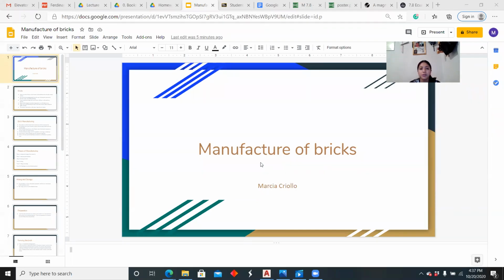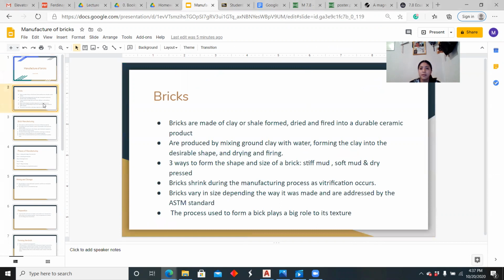For today's video, we're going to talk about manufacturing bricks. Bricks are formed from clay or shale, formed and then dried and fired into a durable ceramic product. They are produced by mixing ground clay or shale with water. After that, it's formed into its desired shape, dried and fired.